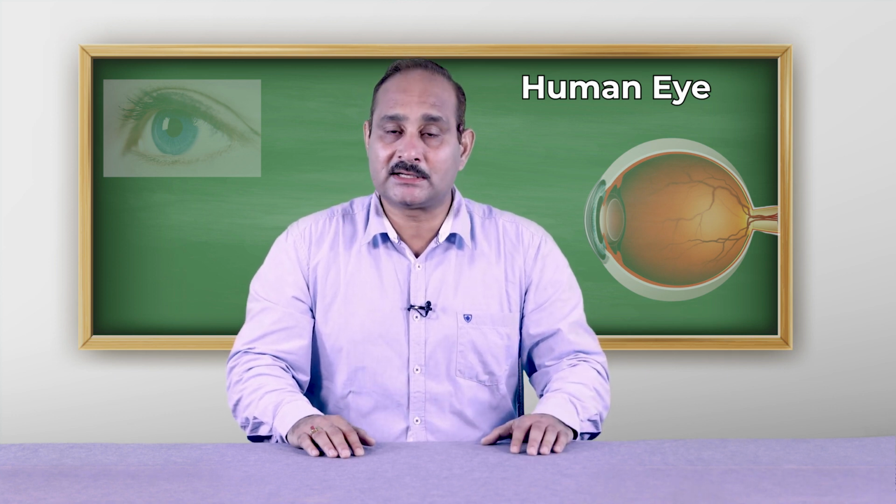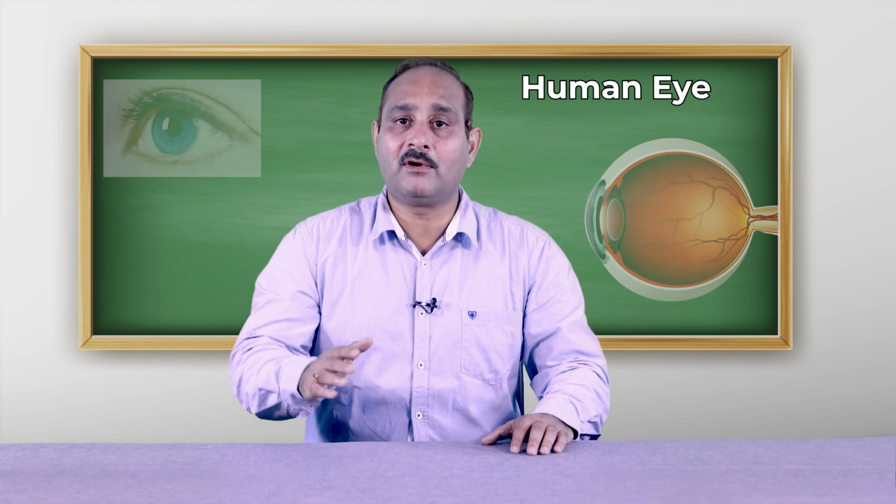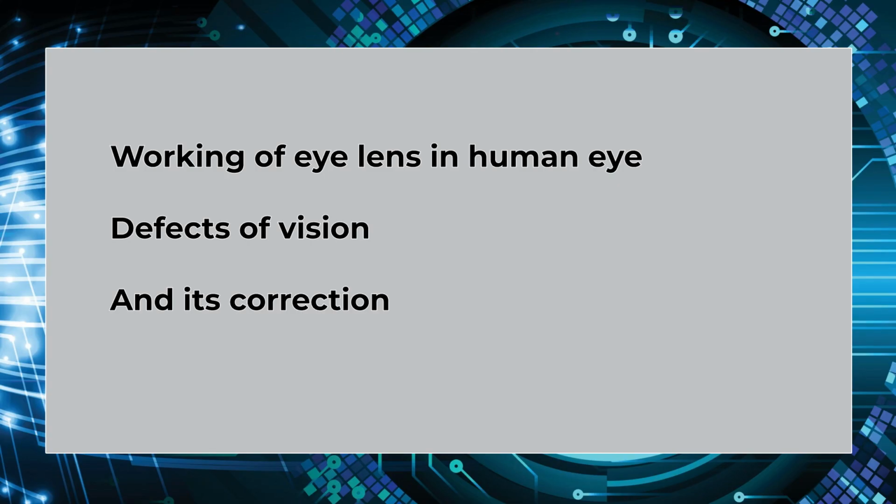So, dear students, in this lesson we have covered the following topics: working of the eye lens in the human eye, defects of vision and their correction.